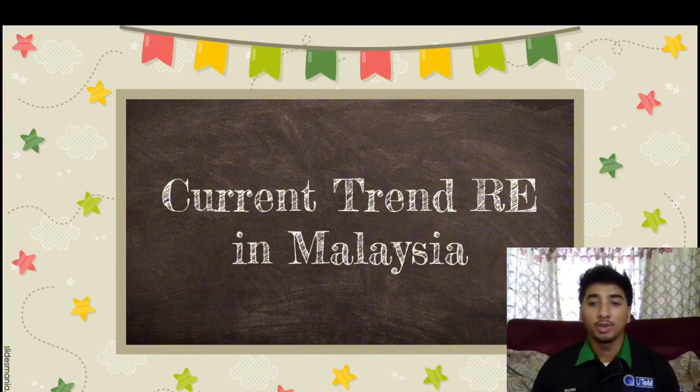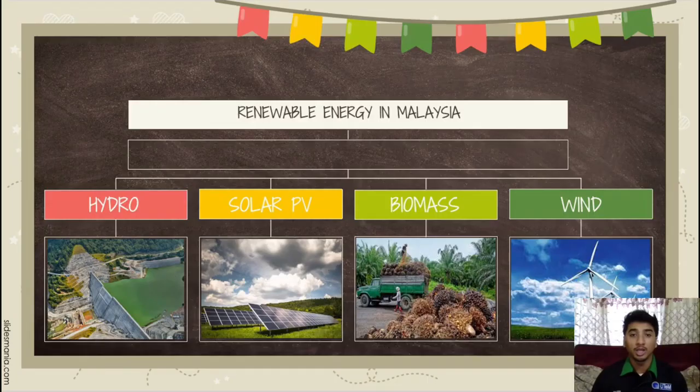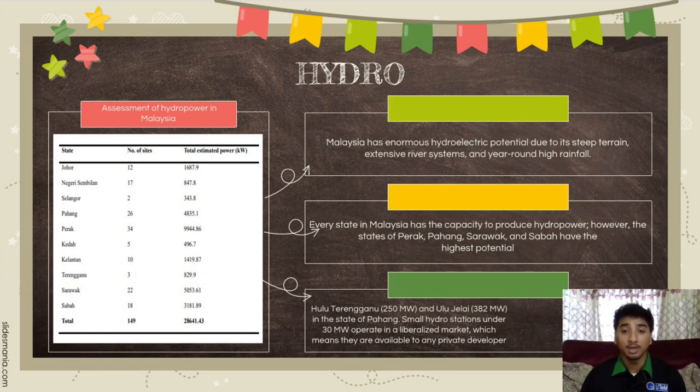Current trend, renewable energy in Malaysia. Renewable energy in Malaysia has four sectors, which are hydro, solar PV, biomass, and wind. Hydro. Malaysia has enormous hydroelectric potential due to its steep terrain, extensive river system, and year-round high rainfall. Every state in Malaysia has the capacity to produce hydropower. However, the states of Perak, Pahang, Sarawak, and Sabah have higher potential.